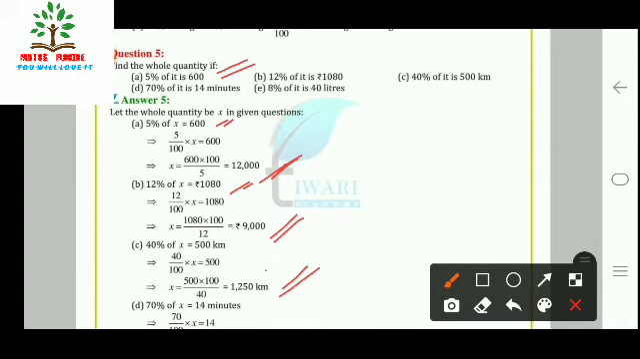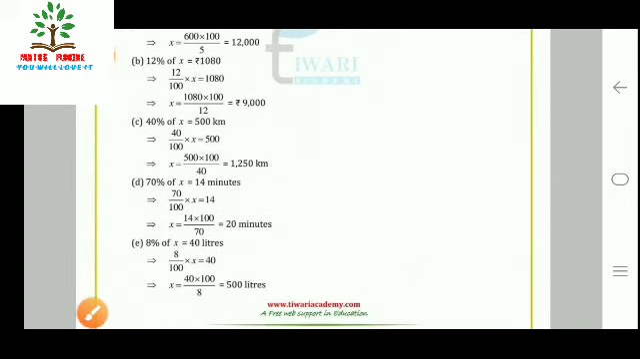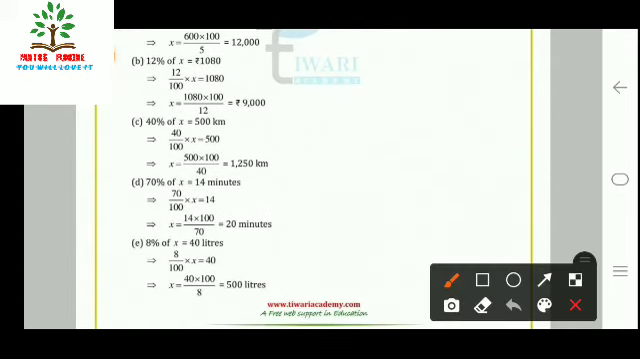Then D part is 70% of it is 14 minutes. So 70% of x is equal to 14 minutes, that is 70/100 into x is equal to 14. So x is equal to 14 into 100/70, which is equal to 20 minutes. Then we have here 8% of what is 40 liters. So 8/100 into x is equal to 40. So the answer is x is equal to 500 liters.